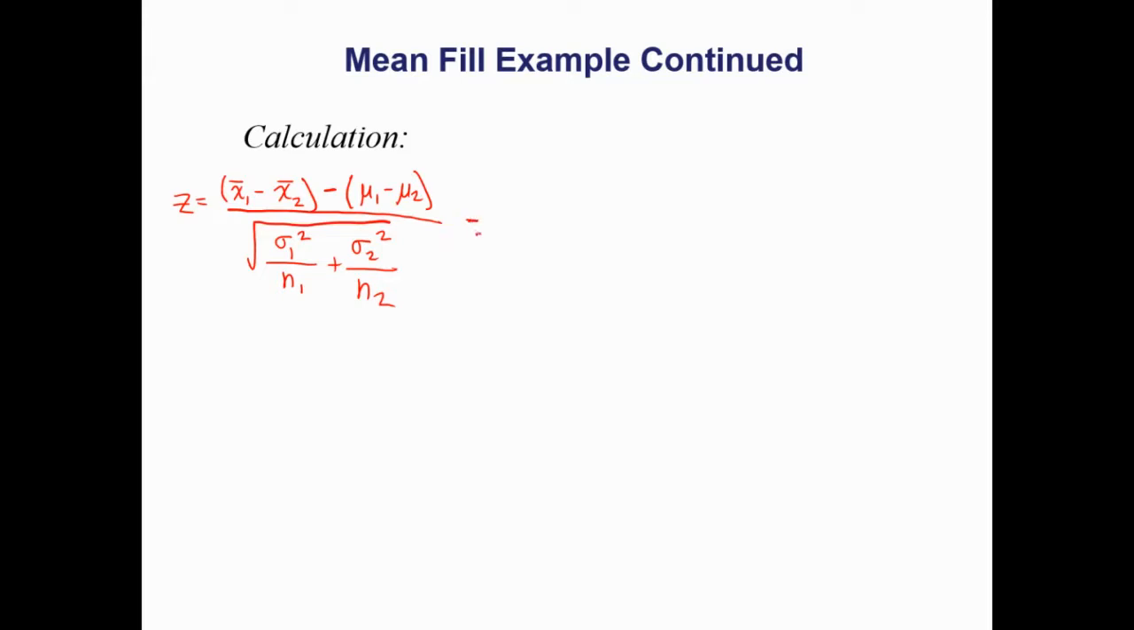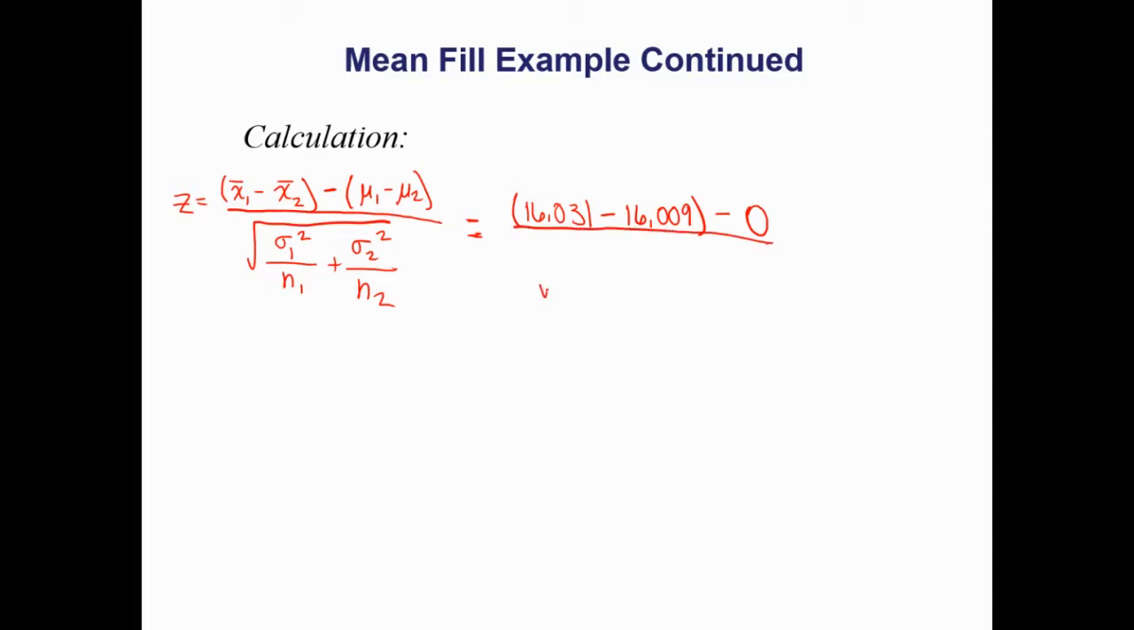Okay, so what was the mean for the first machine? What did it say the mean fill was for the first machine? 16.031 minus the mean fill from the second machine. Yep. And then what do we want our difference to be? 0.